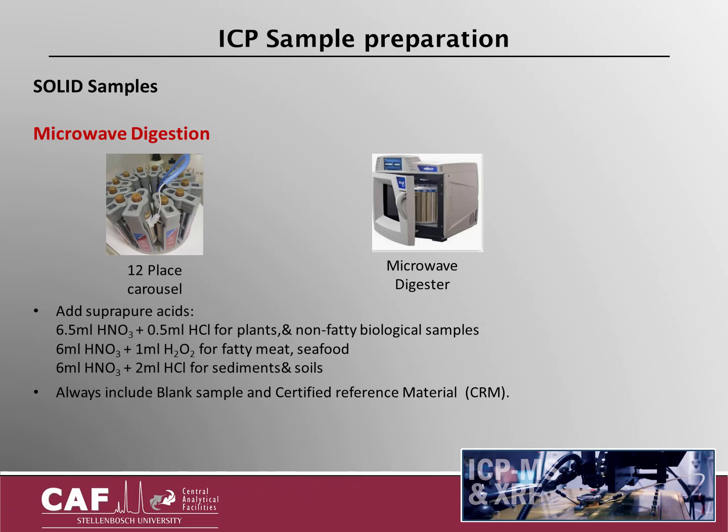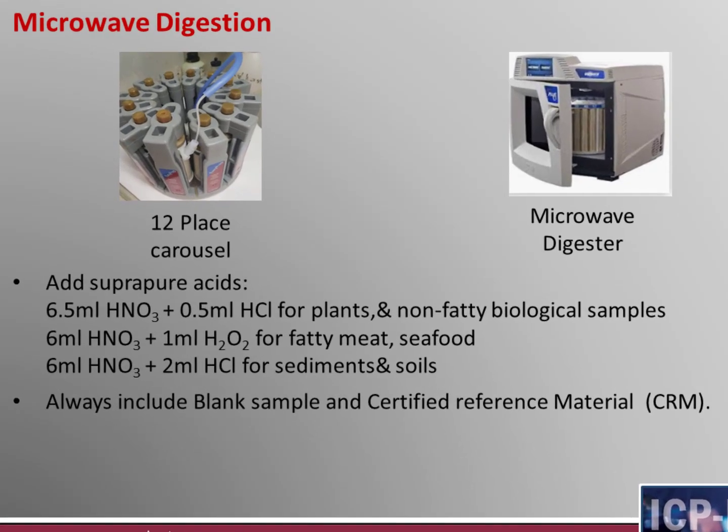The laboratory only uses microwave digestion and suprapure acids when solid samples are prepared for ICP analysis. The following acid combinations are used for the effective digestions of different sample types: 6.5 mol nitric acid and 0.5 mol hydrochloric acid when digesting plants and non-fatty biological samples, 6 mol nitric acid and 1 mol hydrogen peroxide for fatty meats and seafoods, and 6 mol nitric acid and 2 mol hydrochloric acid for sediments and soils.